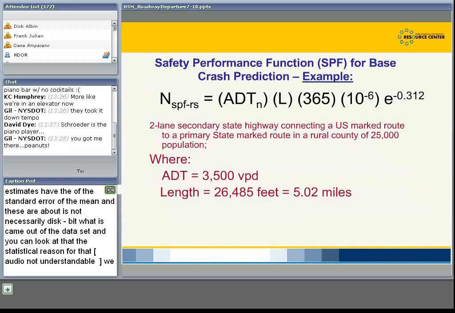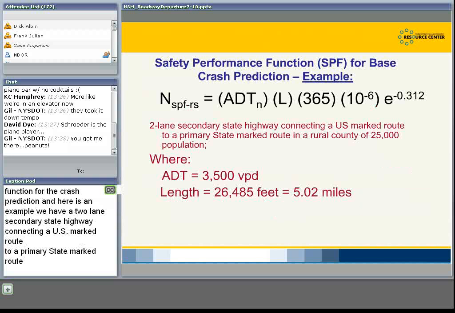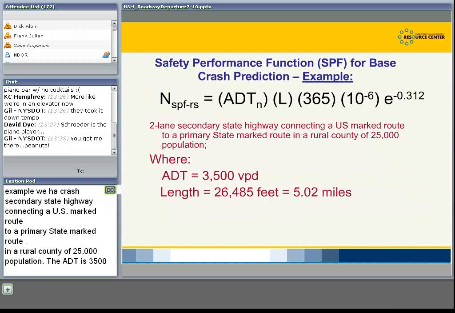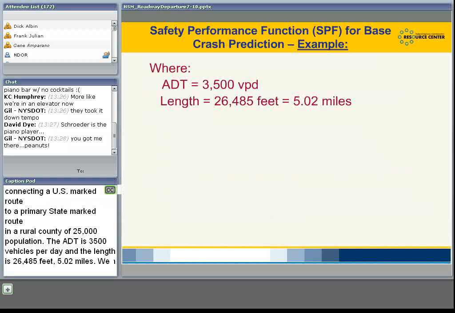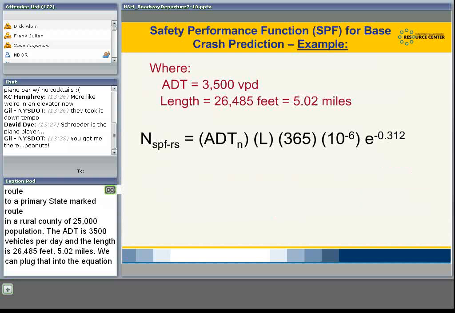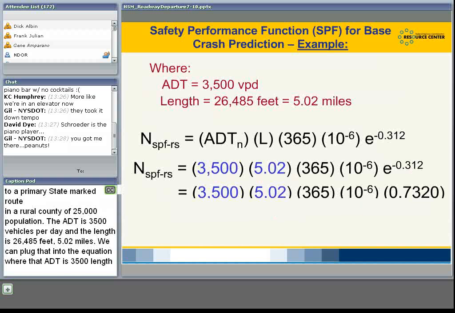So what we're going to do, once we understand that, we move into safety performance function for the crash prediction. And here's an example. We have a 2-lane secondary state highway connecting a U.S. marked route to a primary state marked route in a rural county of 25,000 population, where the ADT is 3,500 vehicles per day, and the length is 26,485 feet, but we need it in miles, so it's 5.02 miles. So we can just plug that into our equation, where ADT is 3,500 and length is 5.02.